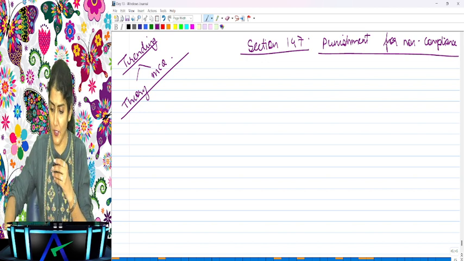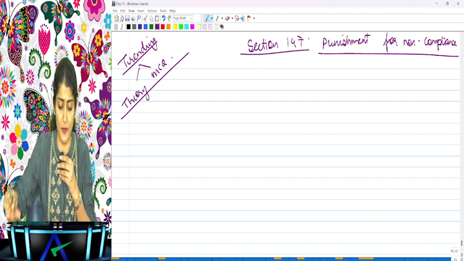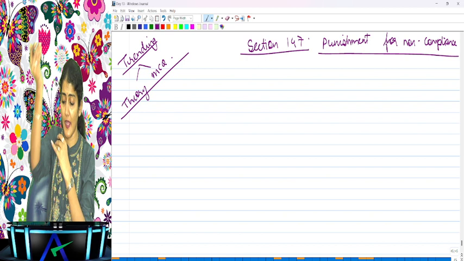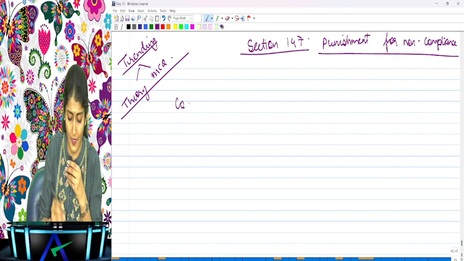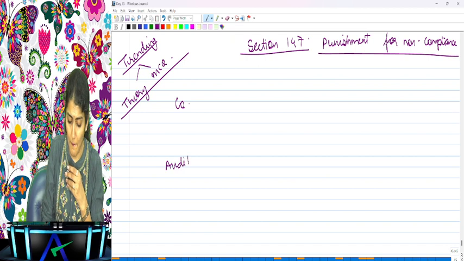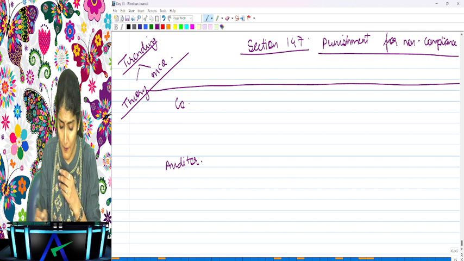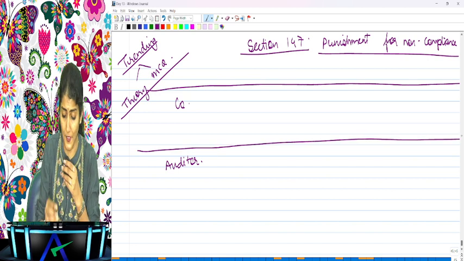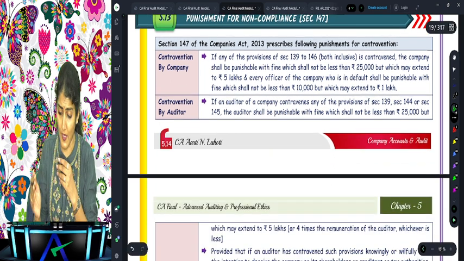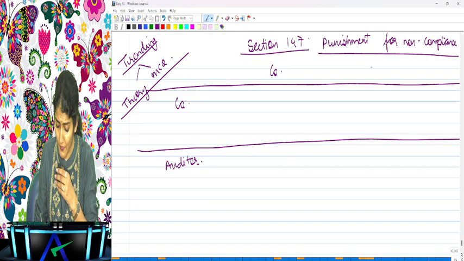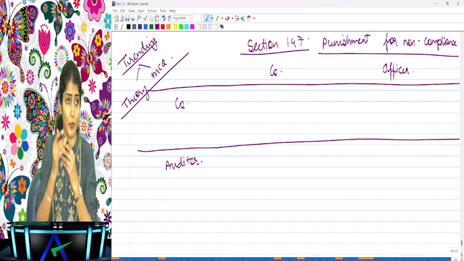Right, so we are talking about section 147, which is regarding the punishment for non-compliance. Now, who could have done the non-compliance? It could have been done by the company, or by the auditor. If the company has done the non-compliance, who would be liable for the punishment? The company would be liable, and also any director, officer of the company. Even every officer of the company would be liable.